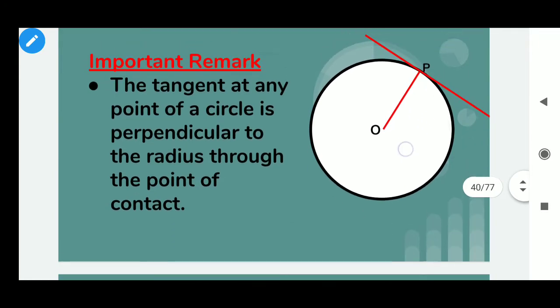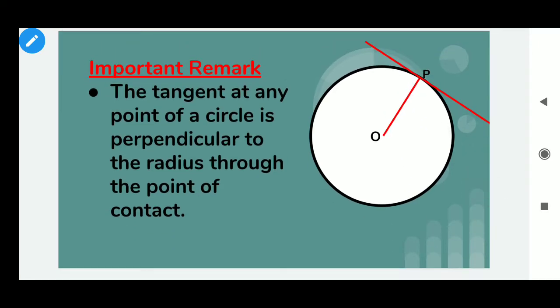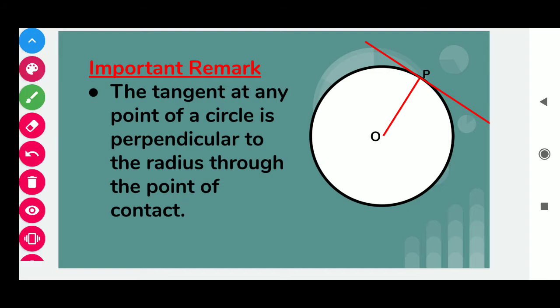Students, here I am sharing with you again the important remark. The tangent at any point of a circle is perpendicular to the radius through the point of contact. You can see from the diagram, here we have a circle and this line is a tangent to the circle and OP is the radius. And the radius is perpendicular to the tangent at the point of contact.